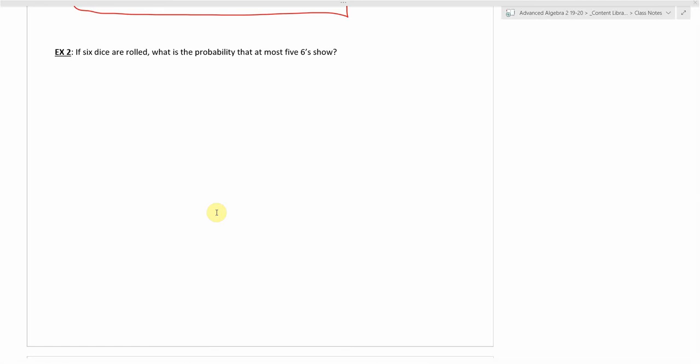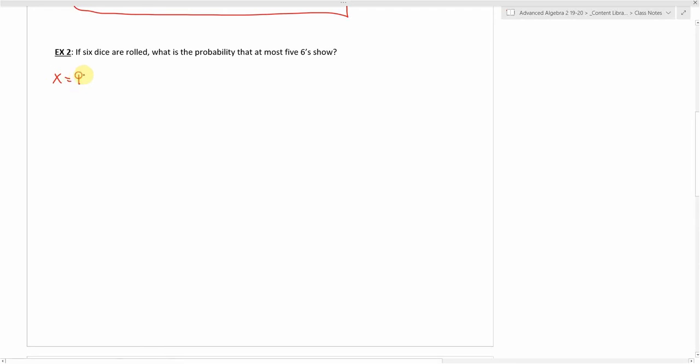Okay, here's one more example involving the rolling of dice, and then we'll wrap up the chapter here. Example 2 says if 6 dice are rolled, what is the probability that at most 5 sixes show? So we're rolling 6 dice, and we want to know how many of them show 6 on top, and what the probability is of getting at most 5 of those 6 dice to show 6 on top. So, very similar to the last problem, we'll define a variable here.